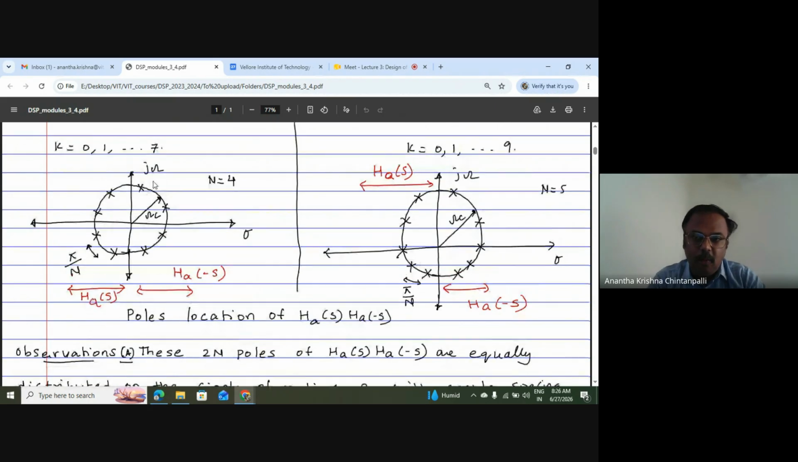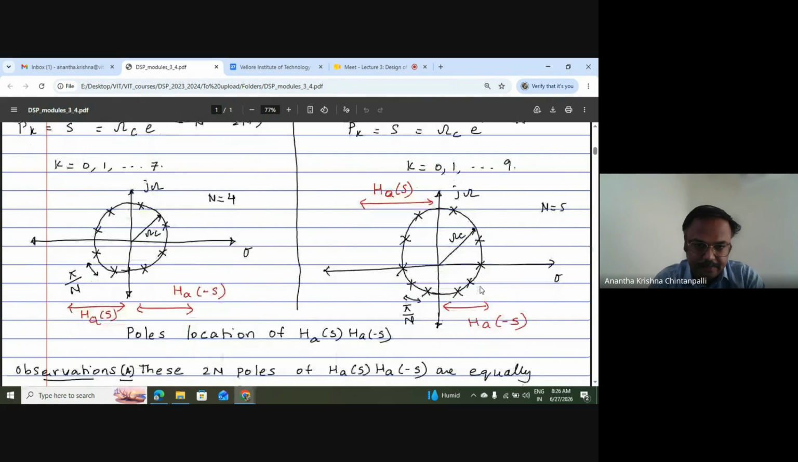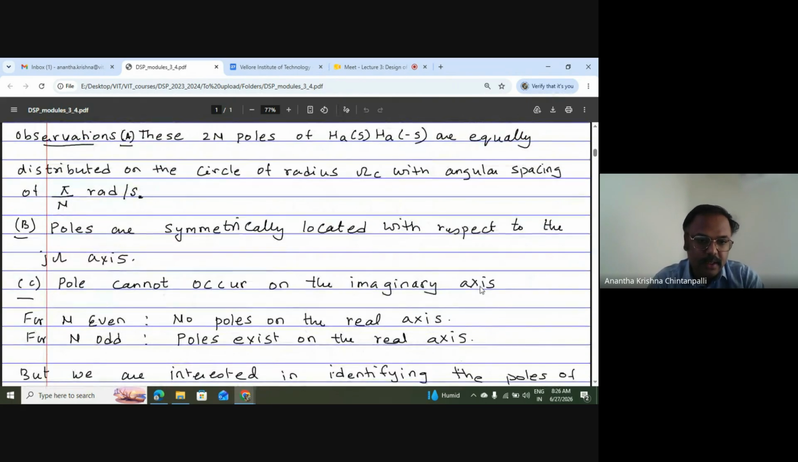And then one of the most important observations, depending upon the filter order: when n is even, we do not have a pole on the real axis, as opposed to when n is odd, we have a pole on the real axis, which you can see here. So for n even, no poles on the real axis. When n odd, poles exist on the real axis.